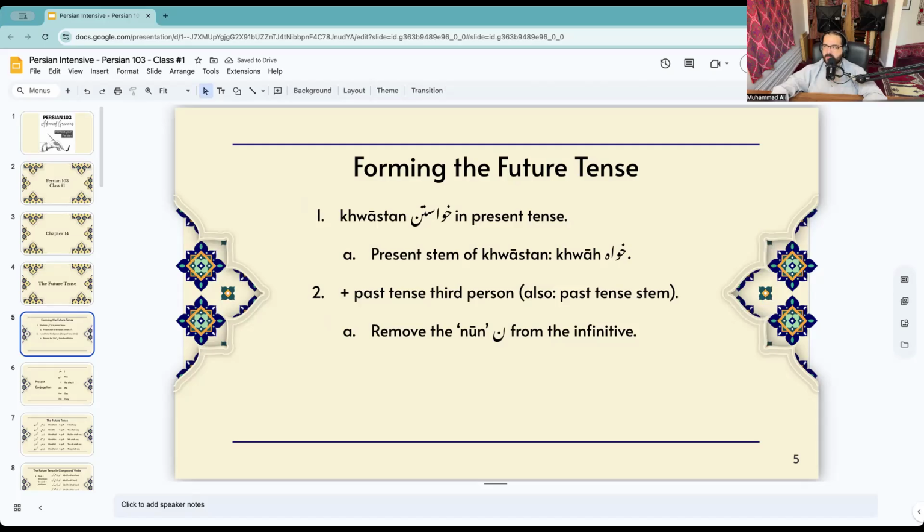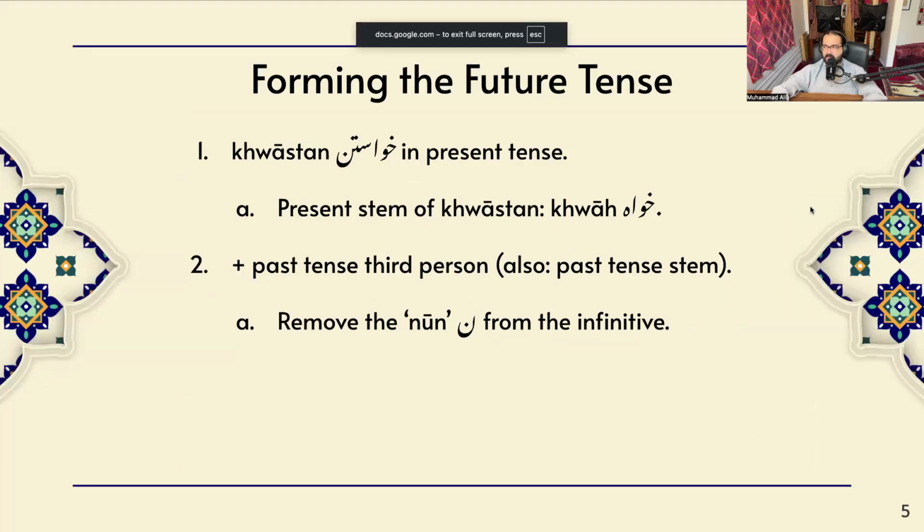And then what you do is, that tells you it's the future tense. Like I want, I shall, I will, something like that. And then what you actually want to do, all you do is you take the present tense third person of that verb, which is also the same as saying the past stem. And to get that, all you do is you just remove the noon from the infinitive of the verb. It's really simple.